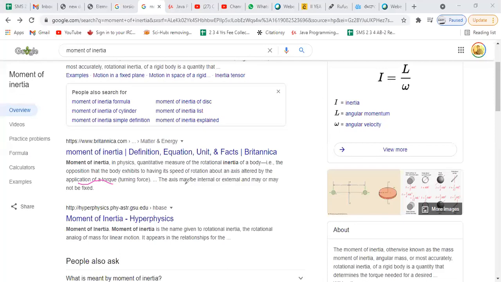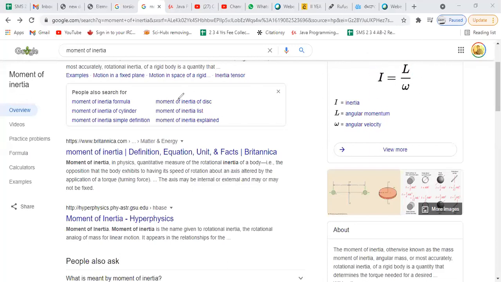In the translation system, the input to the system is force. In the rotational system, the input to the system is torque. Is it clear, all of you? The input to the translation system is force. The input to the rotational system is torque, right? Here, the moment of inertia is nothing but the opposition that the body exhibits to having its speed of rotation around an axis. The formula, you are all aware of this formula, moment of inertia is the ratio of angular momentum to angular velocity, right?